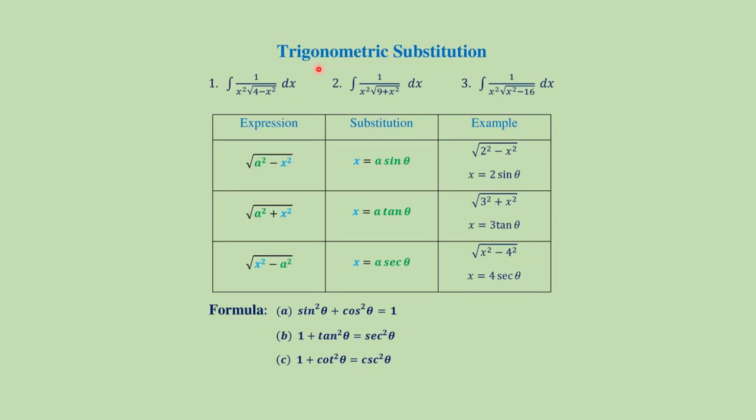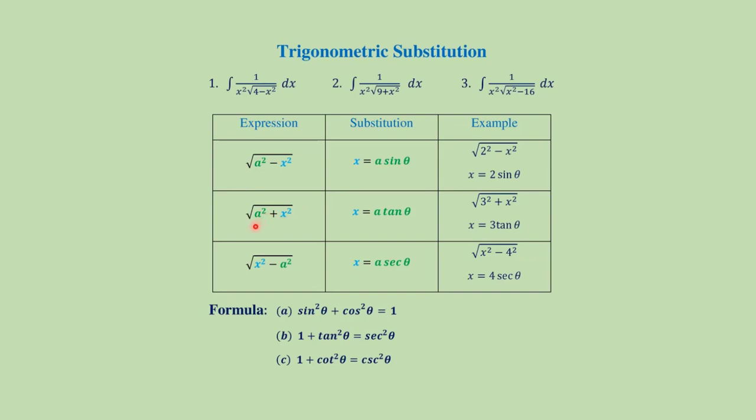In this video, we will learn how to evaluate some particular types of integral using the trigonometric substitution. In your integral, if you have an expression like this, square root of a square minus x square, then you will substitute this x by a sin theta. For example, here we have square root of 4 minus x square. So here a is 2 and we will substitute this x by 2 sin theta.